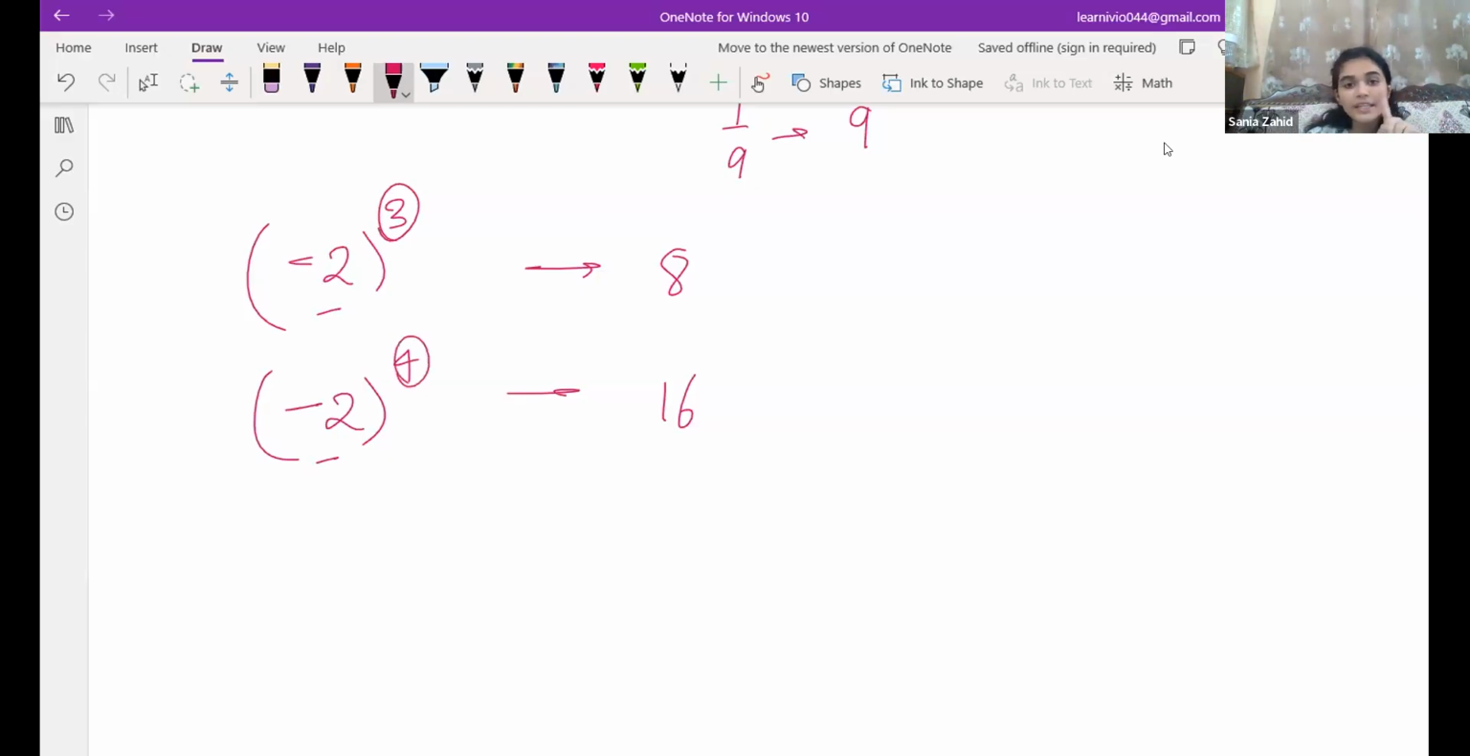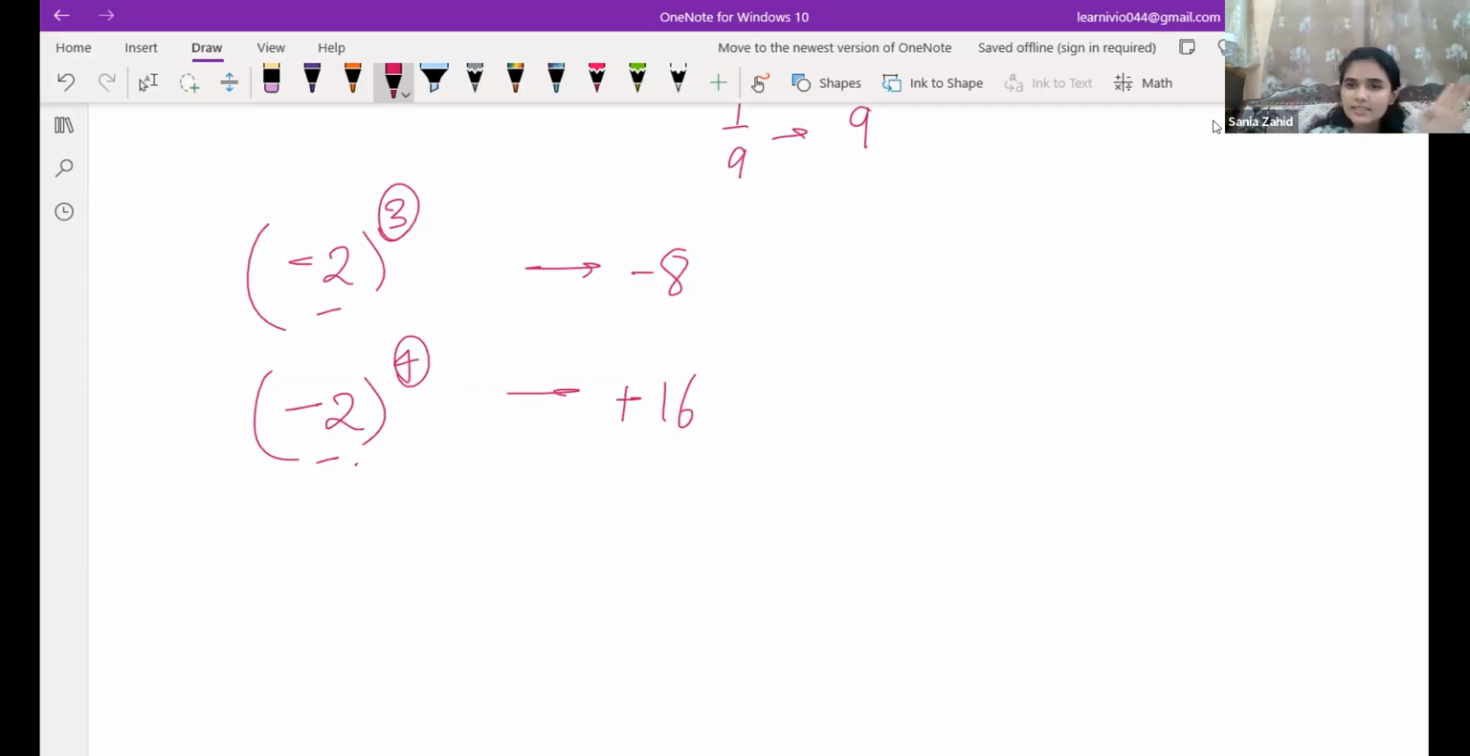So whenever you have a negative base with an odd power, you will write your answer as a negative number. If you have a negative base with an even power, you will write your answer as a positive number, positive, right? You understand this?